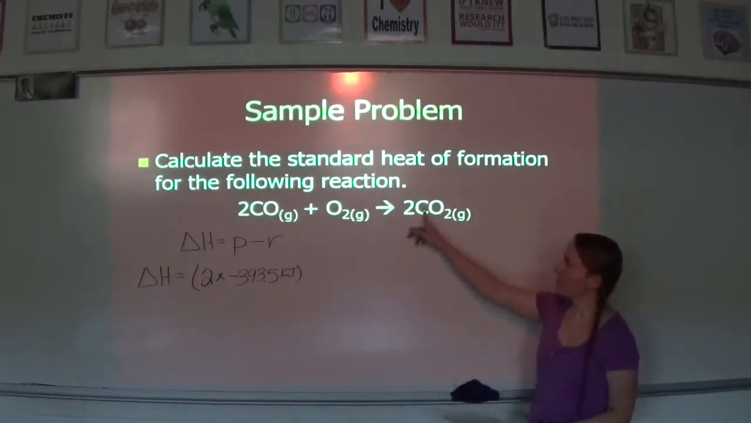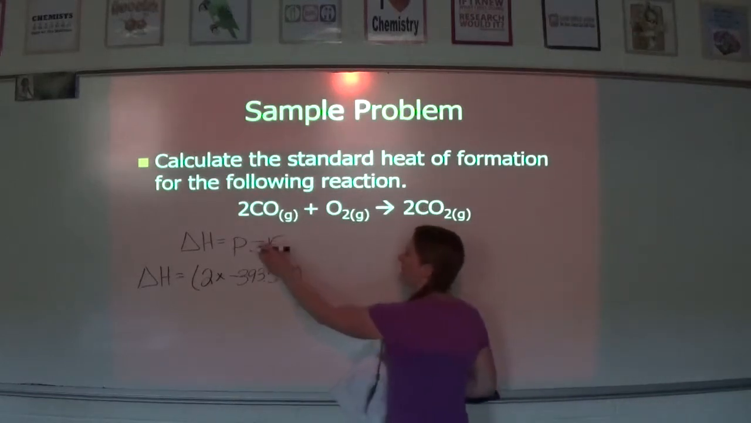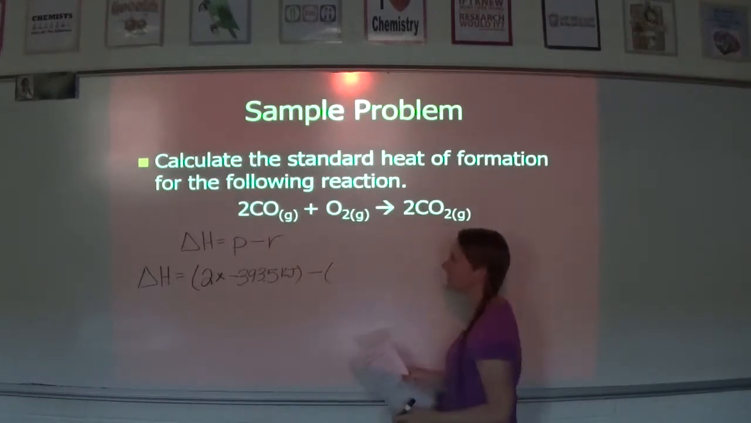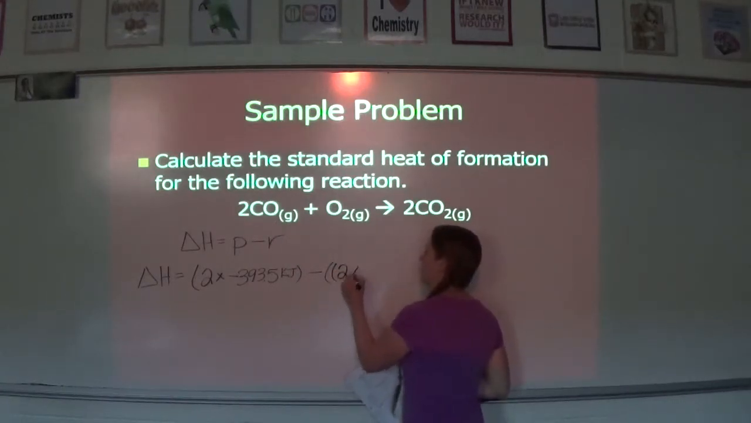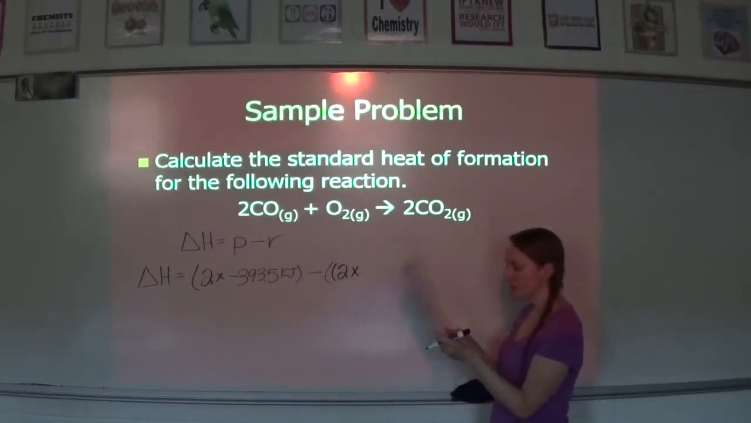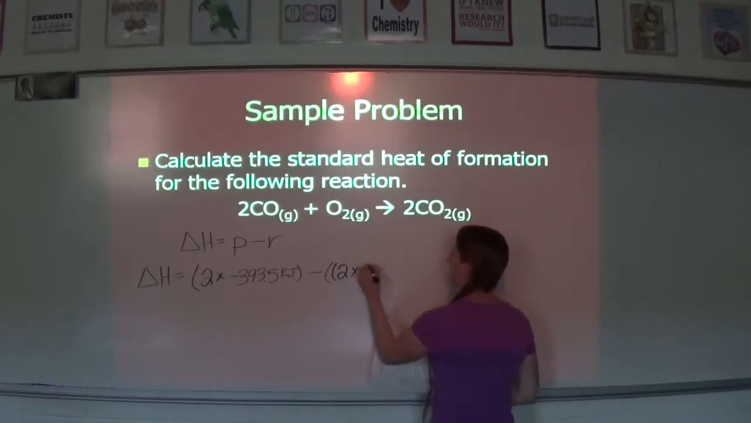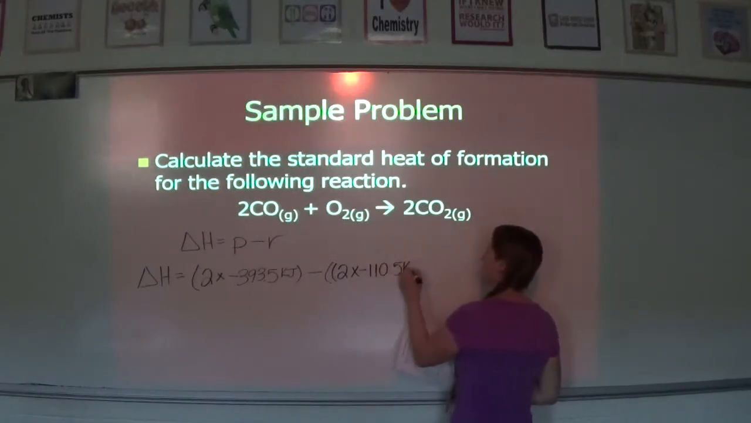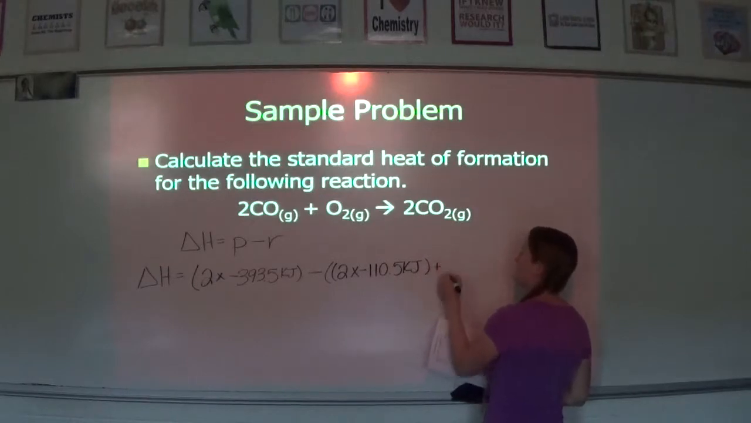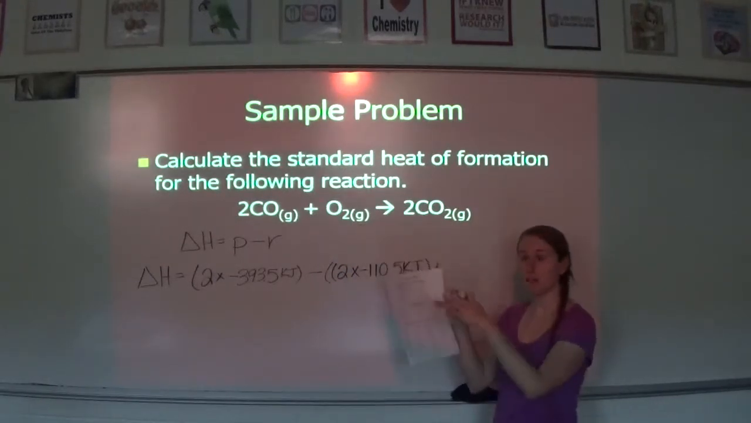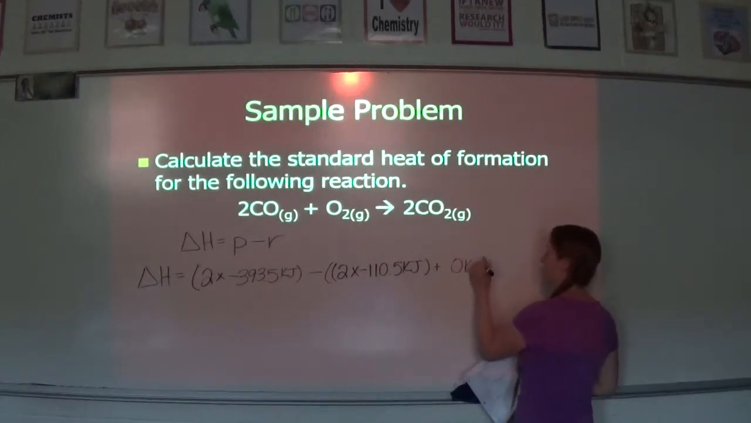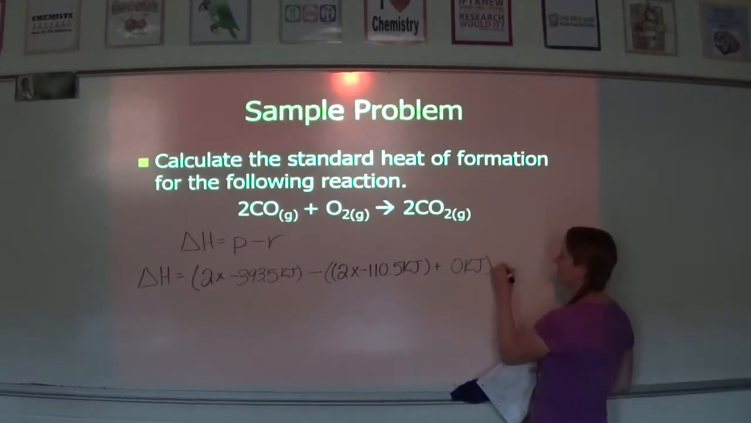Alright, so I took care of my products. So now I'm going to subtract my reactants. So I have 2 CO. So I'm going to do 2 times. So I find CO gas. It's negative 110.5 kilojoules plus my O2 gas. Well, remember, O2 is naturally a gas. It's not going to be on here because it's 0 kilojoules.